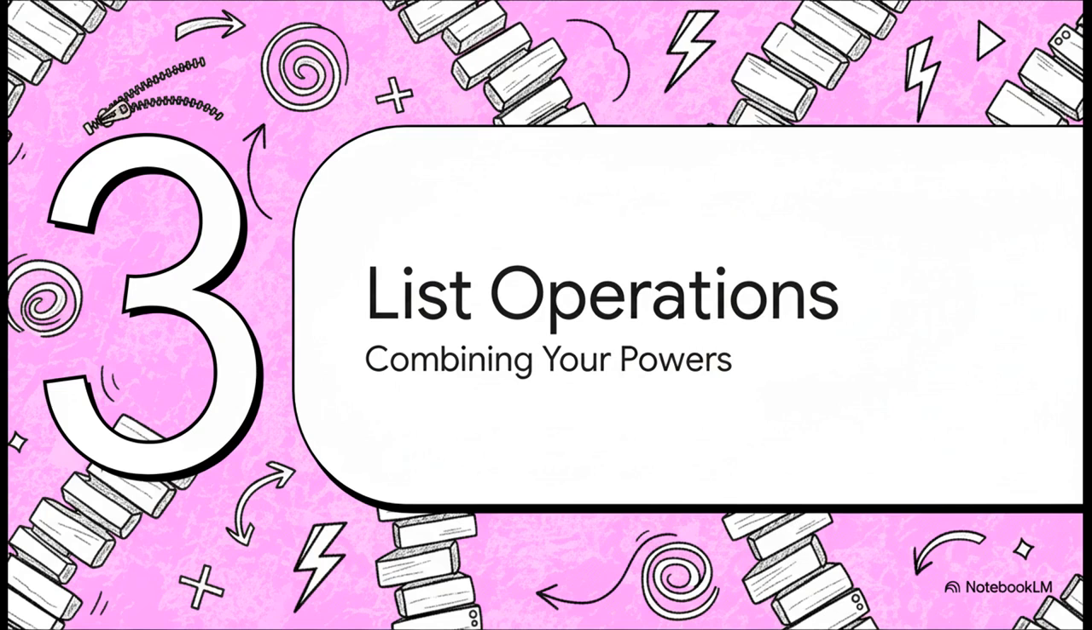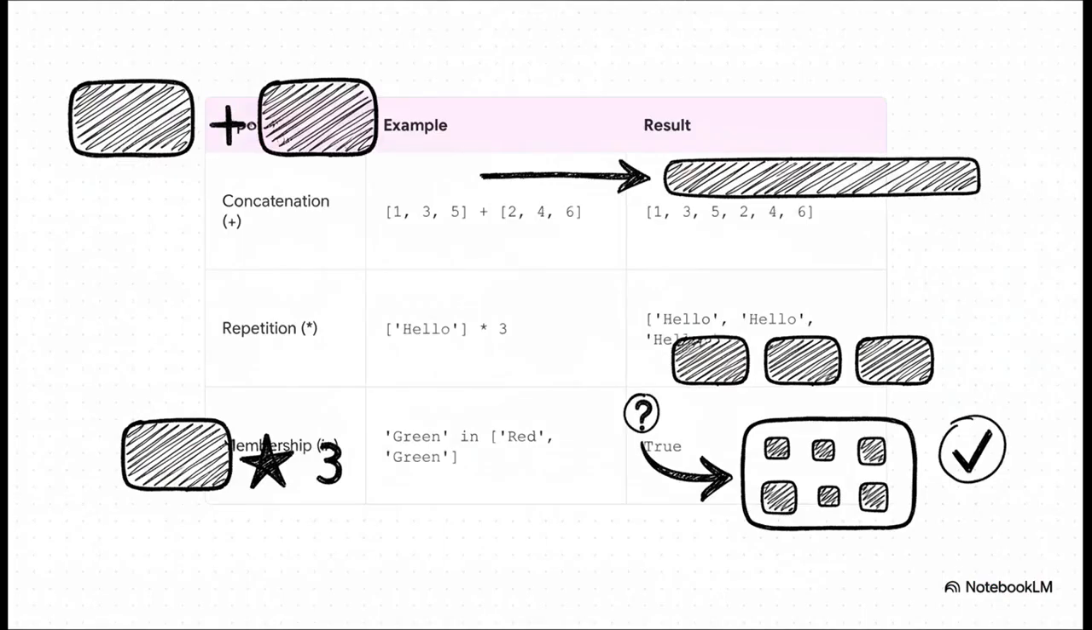Think of these as combining your powers to do even cooler things with your code. You can do some really neat things with simple symbols. You can join two lists together with a plus sign, just like you're adding numbers. You can repeat a list's items with the star sign. And you can quickly check if an item is inside a list using the in keyword, which just gives you a simple true or false.